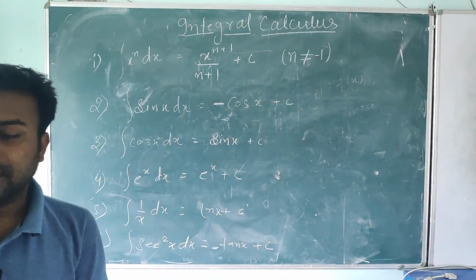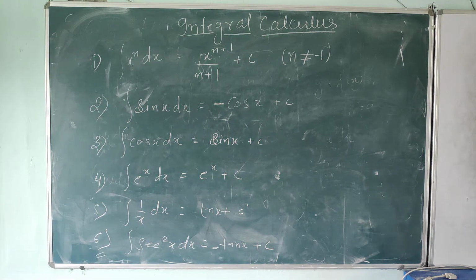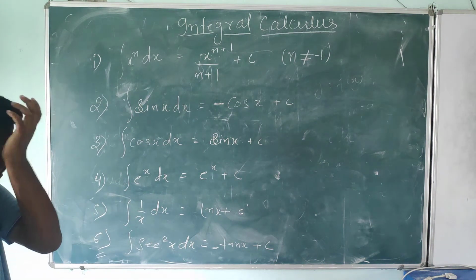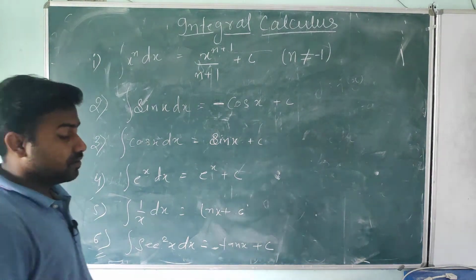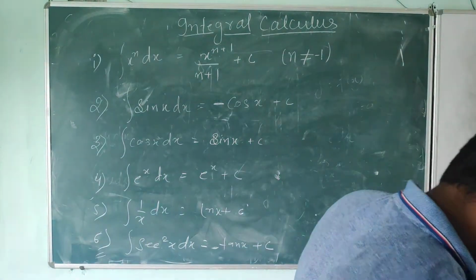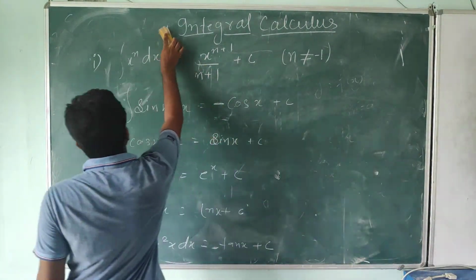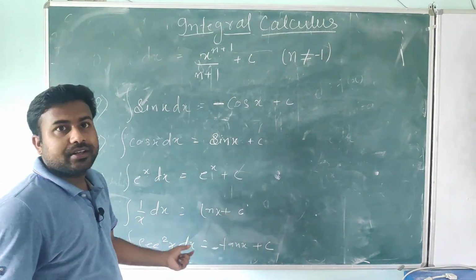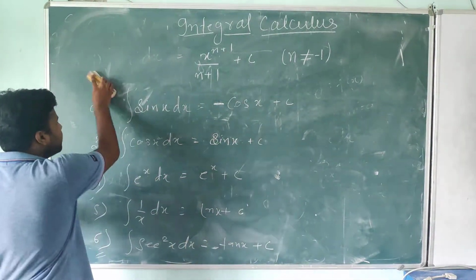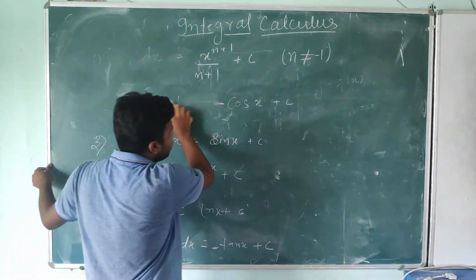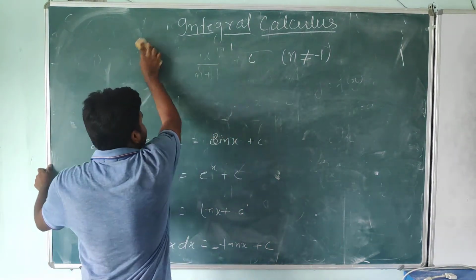Now which one is left, student? I think all parts are covered. So these 6 are important, student. And sec into tan you will get. Is it or not? So if you know all the differentiation formulas, you just have to take the reverse of that and you will get the answer.